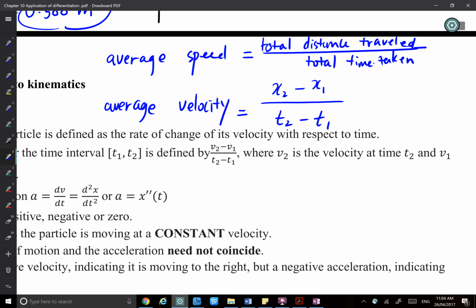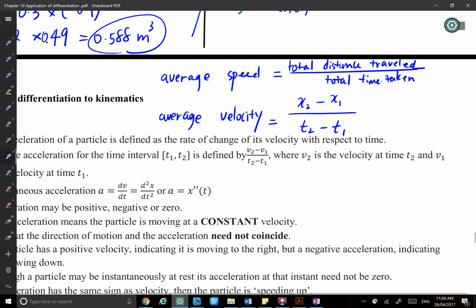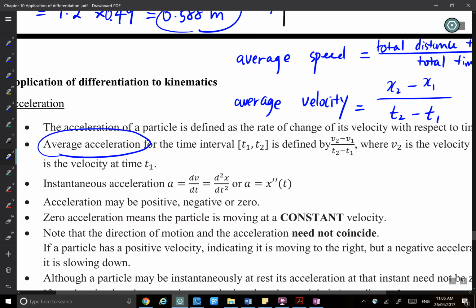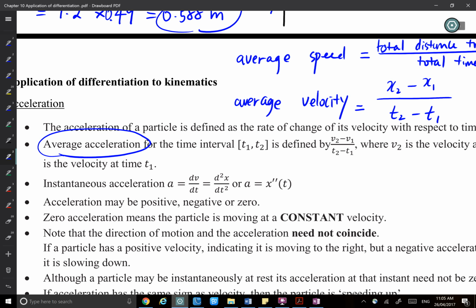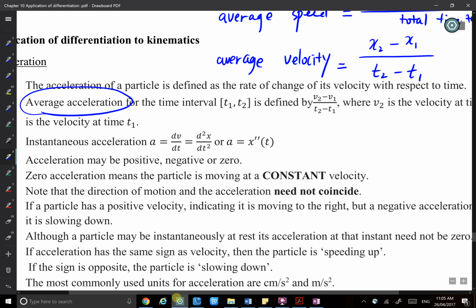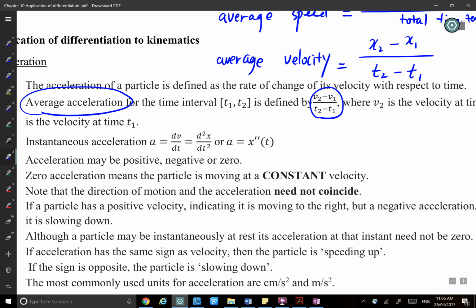So velocity is found by using the x1 and x2 values. Okay, that's how you find that. And then similarly, if you're trying to find average acceleration, if acceleration keeps changing from time to time, the average acceleration will be the change in velocity over the change in time.